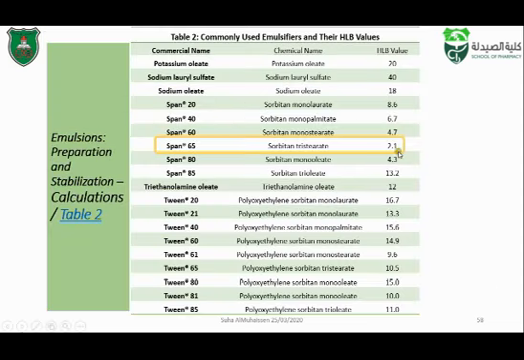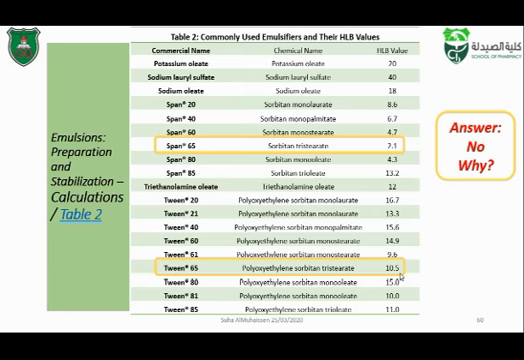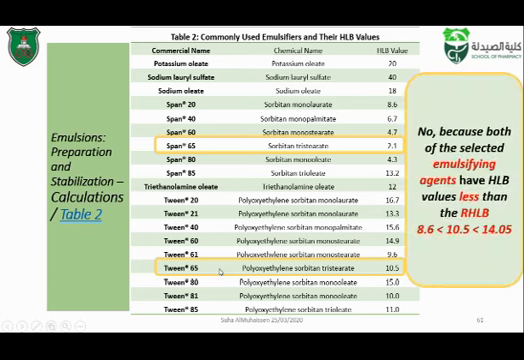Option C, Span 65, 2.1 HLB, and Tween 65, 10.5 HLB. The answer is no. Despite the fact that these two emulsifying agents have equal hydrocarbon chain length, because both of the selected emulsifying agents have HLB values less than the required HLB, the answer is no.